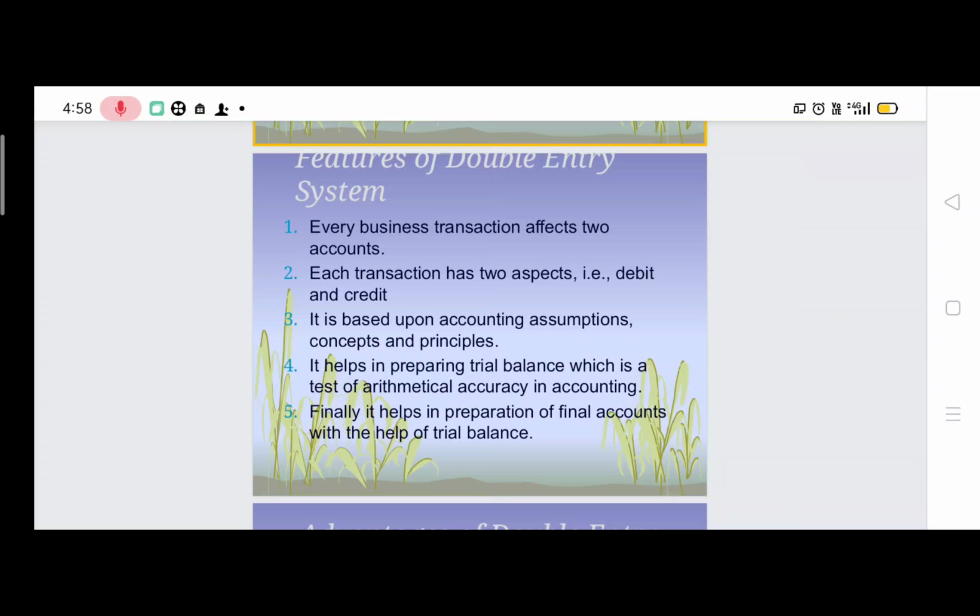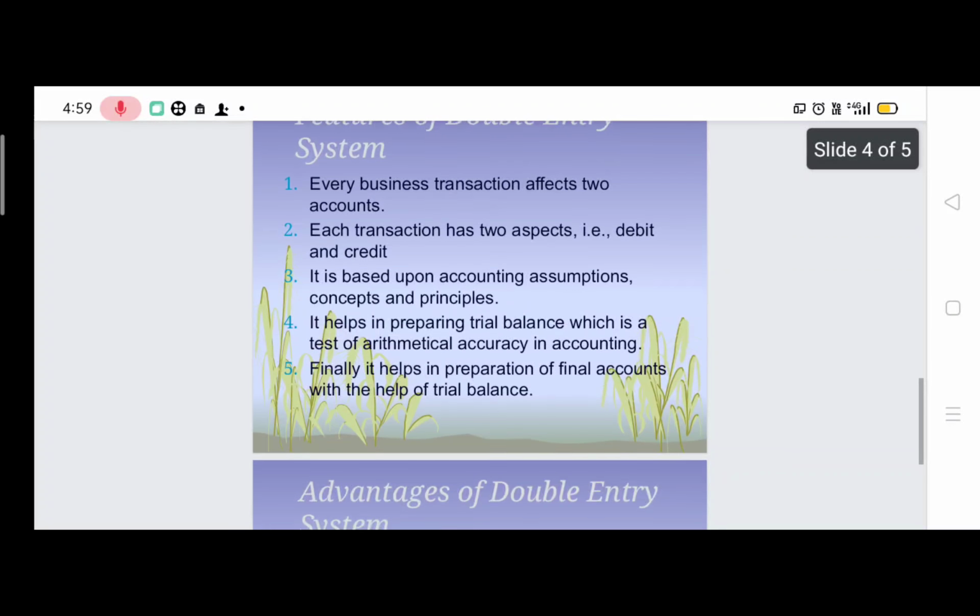With this we come to know, in case there is any error in the recording, we can easily make it out from the trial balance. And once we prepare the trial balance, only then can we prepare the financial statements, that is the trading account, profit and loss account and balance sheet, which you will be learning in detail in your final accounts chapter. This is just for your information that through the double entry system we prepare the trial balance, which is foremost to prepare the financial statements, from which the company comes to know whether they are making profit or loss. So those were the features.